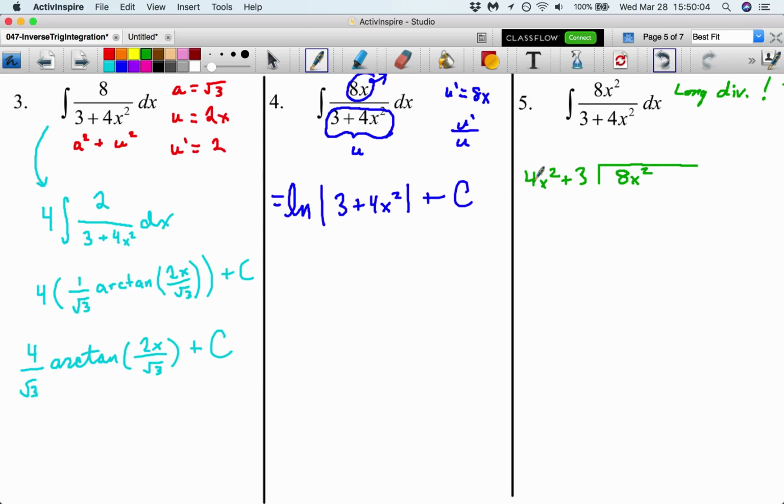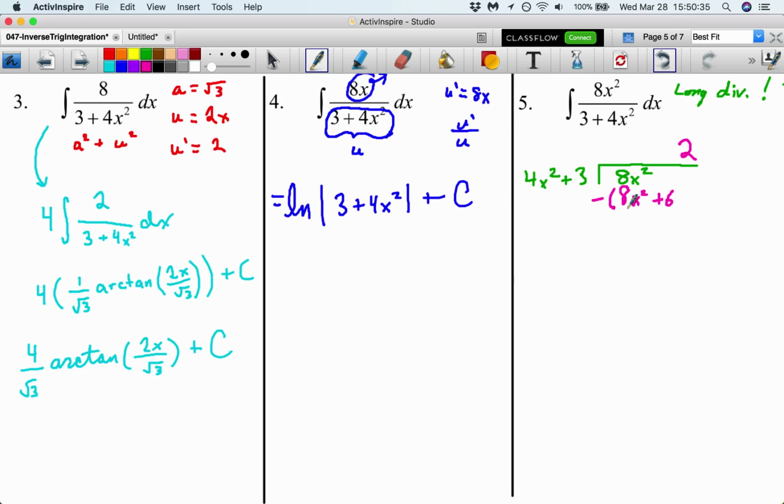And going over the long division one more time. Again, if you need more practice on this, please come see me. We can do a lot of practice for long division. It's not that bad. I want to match this front guy to 8x squared. What do I need to multiply by to get that? I need a hot pink 2. 2 times 4x squared plus 3 is 8x squared plus 6.